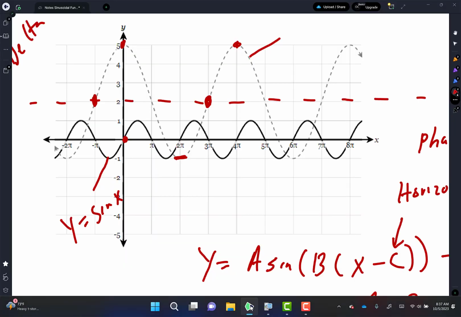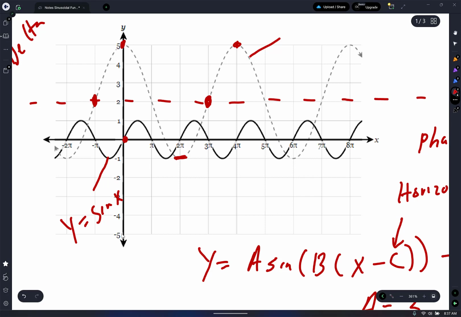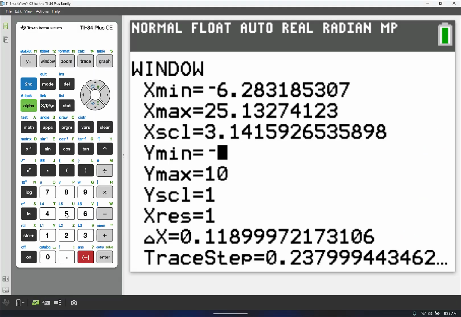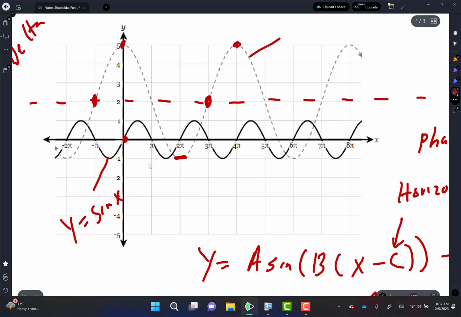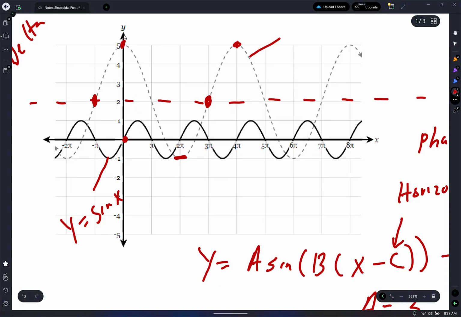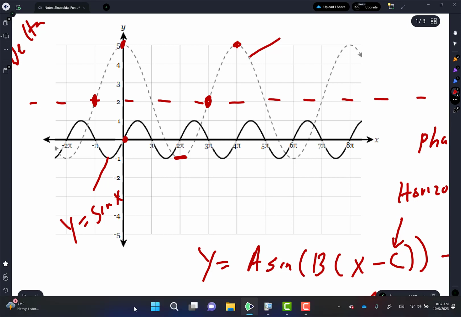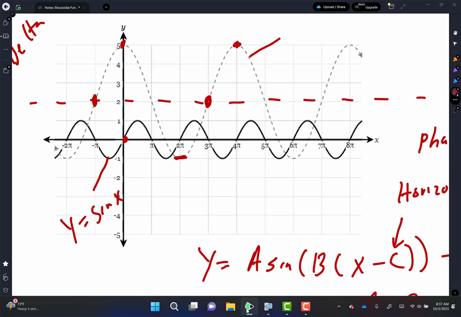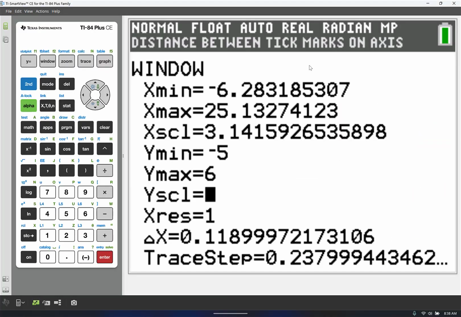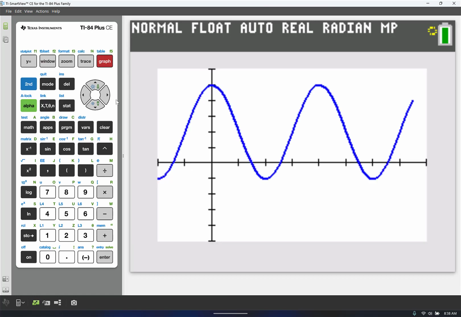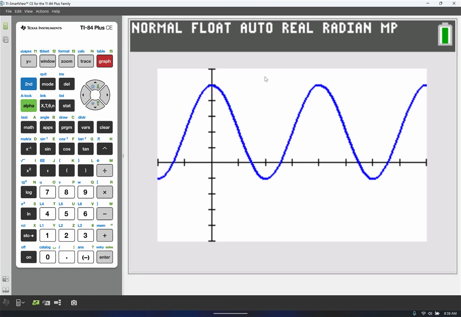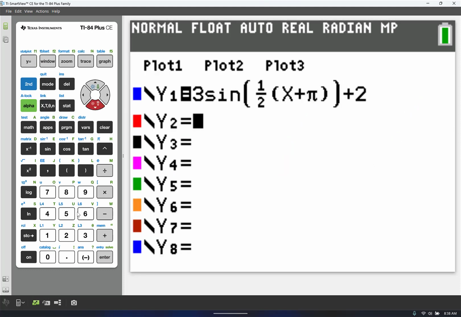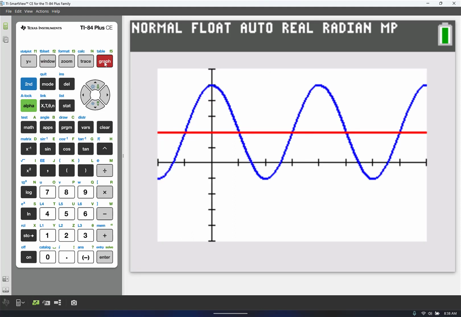Y minimum, let's see, what's the lowest y value? Negative 5 on this grid. So I'm going to put negative 5. Y max, what's the biggest y value? 5. I'm going to go a little higher because I want to see the little peak. So I'm going to put 6. And then my Y scale, I think it goes by 1. Yep. And then I push graph. And if it doesn't look like that, check your mode. We're in radian mode. Let me put my midline in here. What was my midline? 2. So I'm going to go to Y2 and I'm going to put 2. I'm going to push graph.